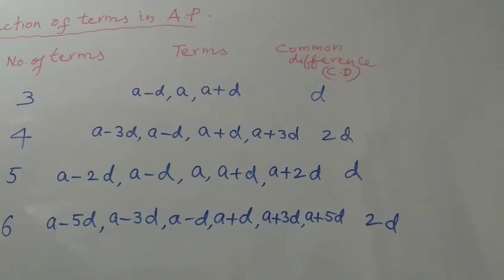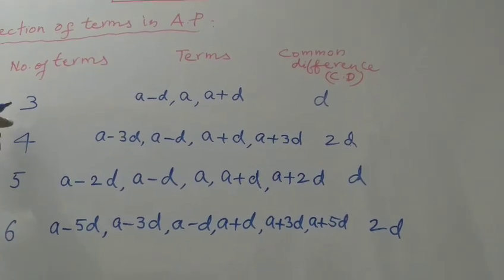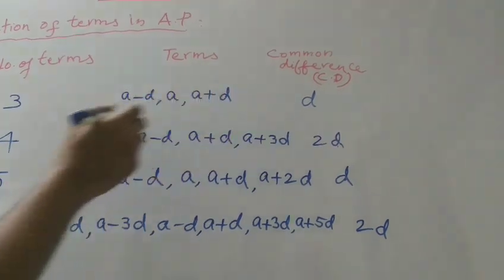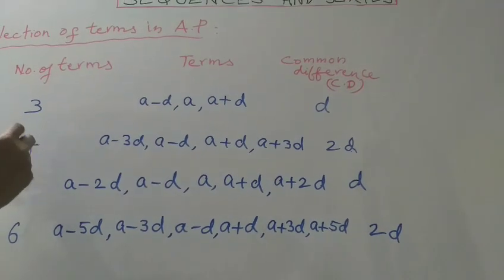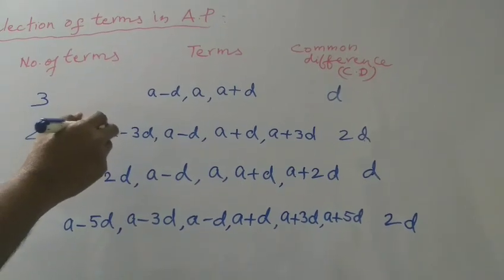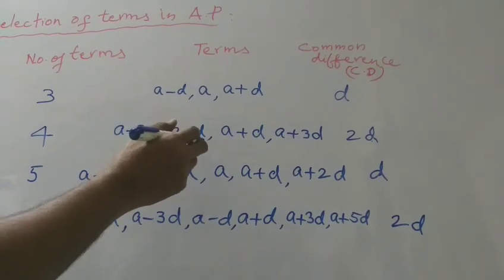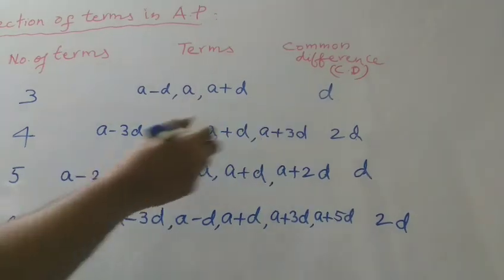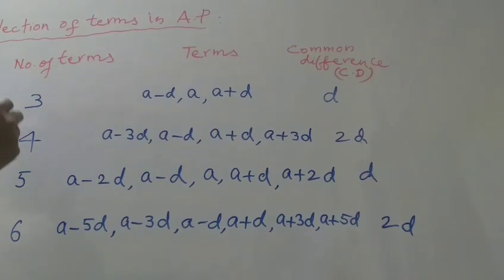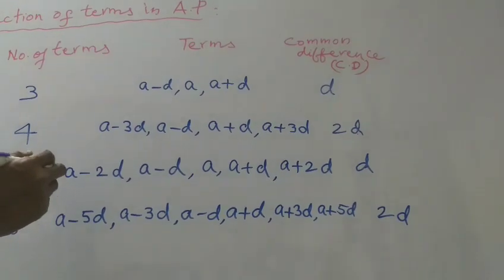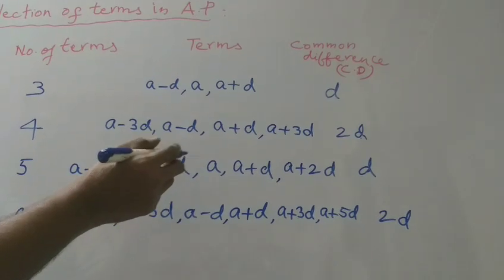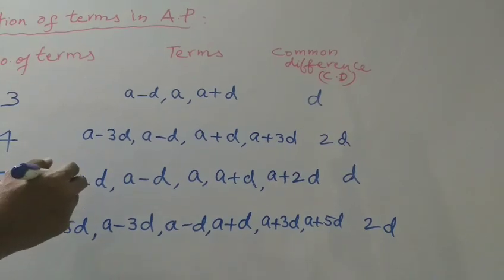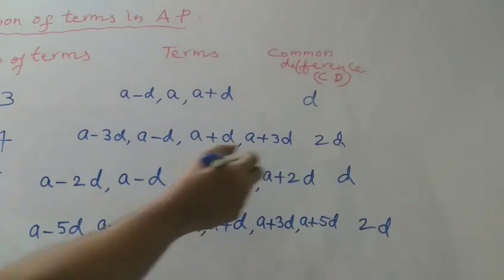These are the number of terms. 3 terms: a minus d, a, a plus d. The common difference is d. Number of terms 4 are given. They are a minus 3d, a minus d, a plus d, a plus 3d. The common difference between any two terms is 2d. And one more, the number of terms is 5. They are a minus 2d, a minus d, a, a plus d, a plus 2d. In this also, the common difference between any two terms is d.